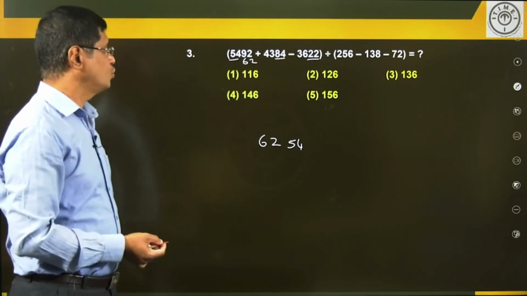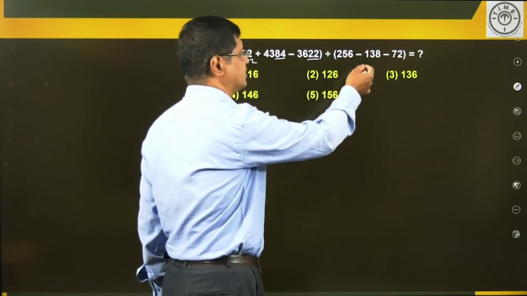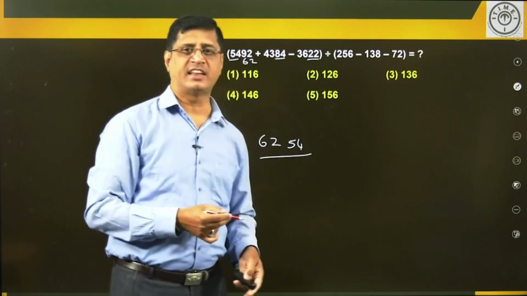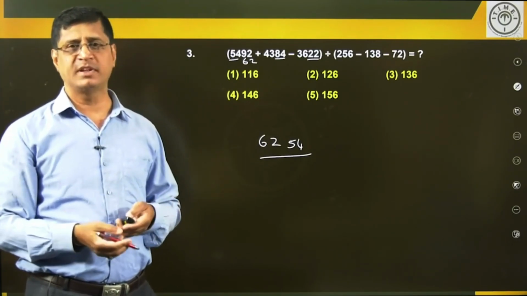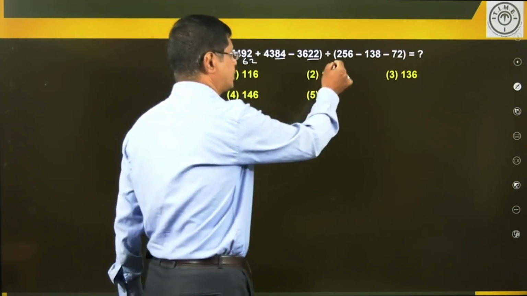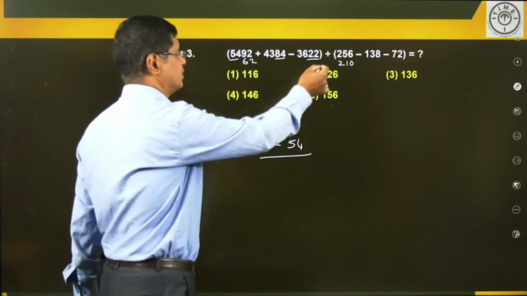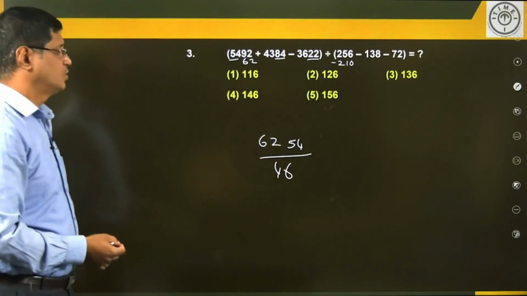How much is the sum of these values? That is 6254. Divided by, what is the second part? Just observe the second part. 72 and 138. 130 and 70, that is 200. 200 plus 10, 210. So 210 subtracted from 256. The result is 46.